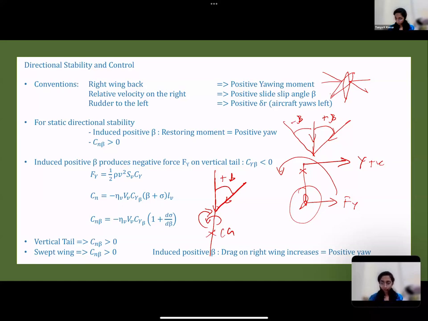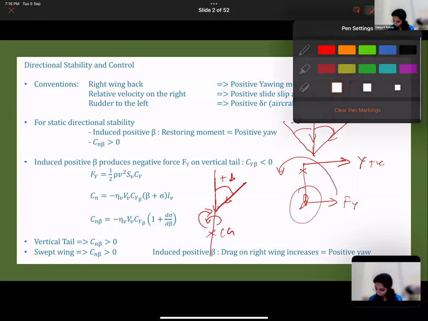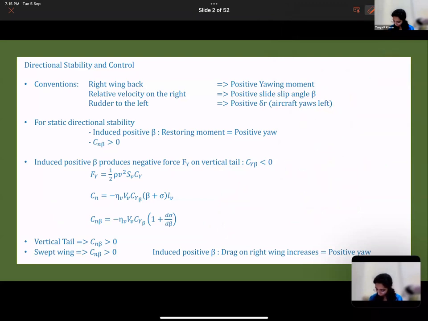Yeah, okay. Let me try erasing this for a second. This was your original fuselage reference line. This was your aircraft. Pardon me for the drawing. This was your original velocity. Now, due to crosswind, your velocity has become like this. That means it is a positive beta, correct? So this is positive beta.